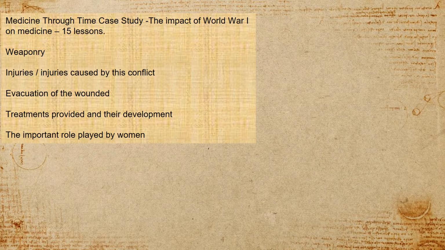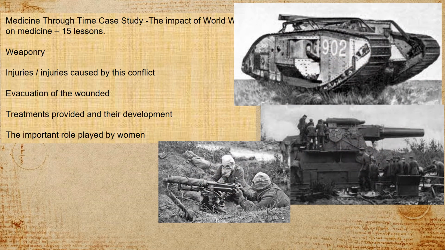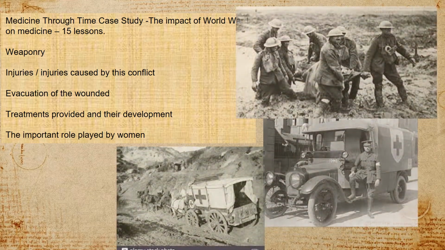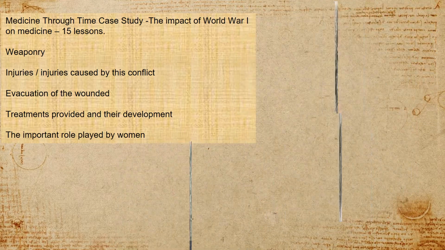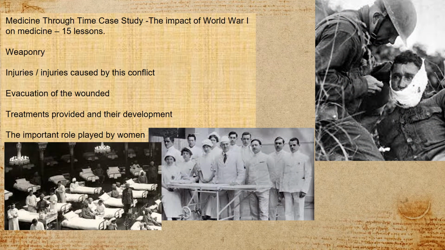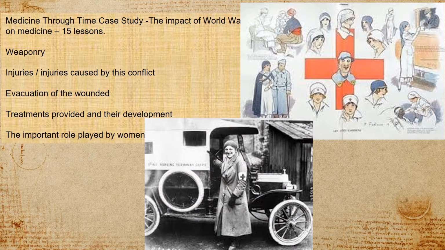To finish the medicine course, we look at the impact World War I had on medicine. It's only a 15-lesson section of the course and we focus upon weaponry really briefly. We look at the illnesses and injuries caused by this conflict. We focus on how the wounded were evacuated from the battlefield. We look at the treatment provided and how that developed and improved during World War I. And finally, we also look at the important role played by women.